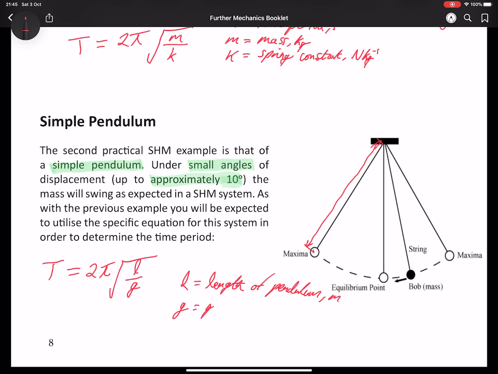g, as ever, is the gravitational field strength. So as it's given in your data sheet. Nothing particularly special there. You already know how to use that. 9.81 in newtons per kilogram or meters per second squared. Same thing.